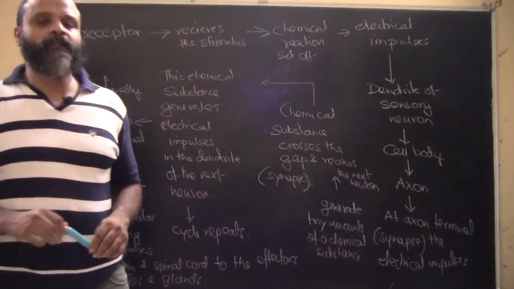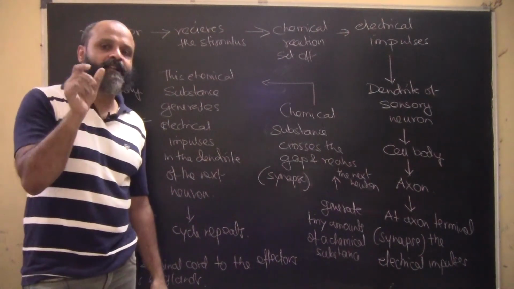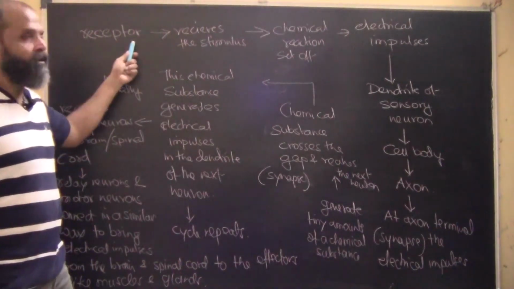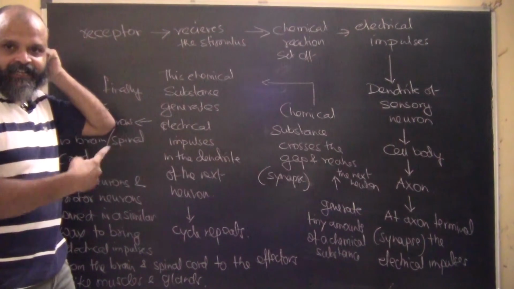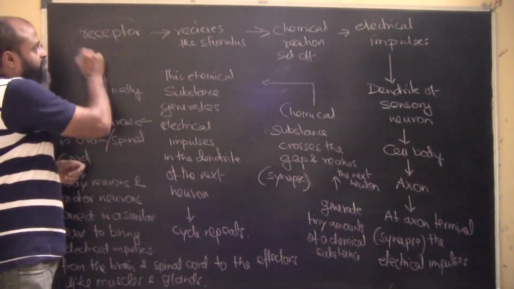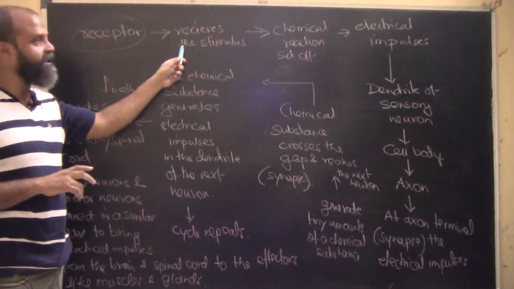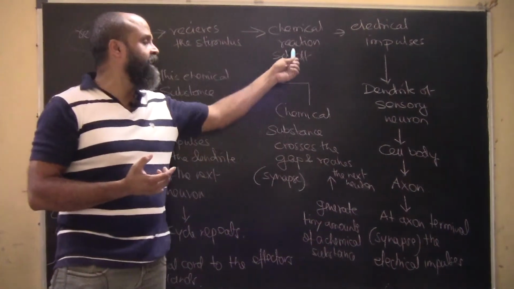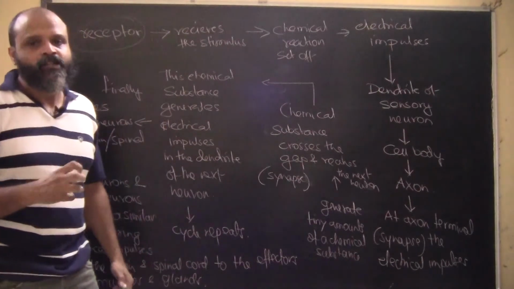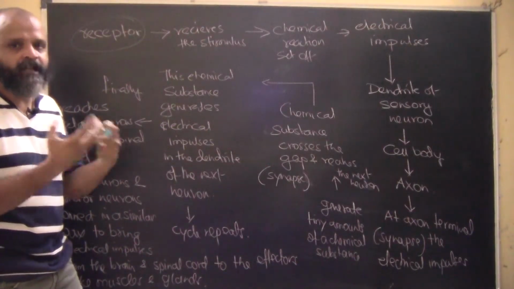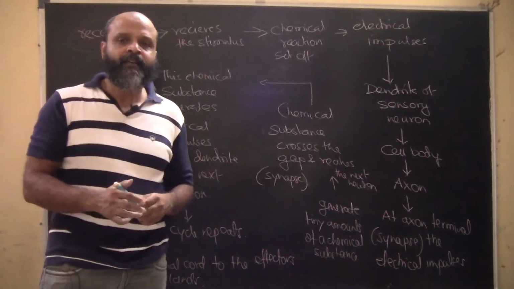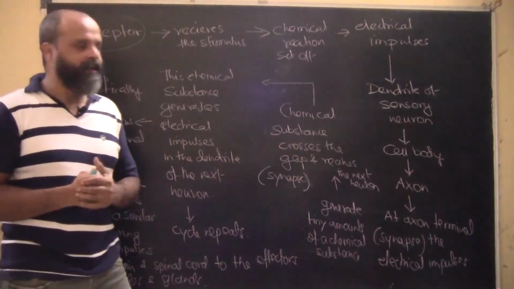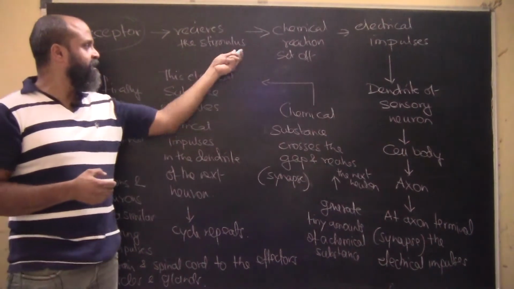Okay, so we understood what a synapse is, basically a joint between two successive neurons, and now we are going to understand what is basically the entire cycle. So we have a receptor organ. This receptor basically receives the stimulus, and as soon as it receives the stimulus, a chemical reaction is set off. So when the receptor receives the stimulus or an external change which has suddenly happened in our environment, which might be favorable or unfavorable to our body, so the stimulus can be either favorable or unfavorable as well.